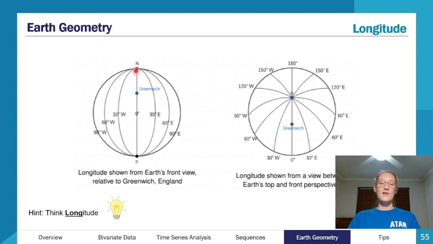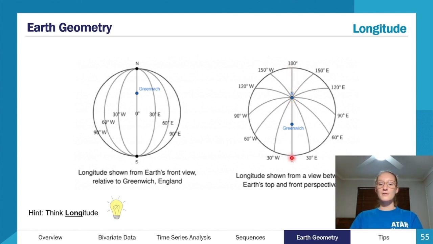But here we can see we've got our prime meridian, our 0 degrees. And then as we're moving right, you can see we've gone 30 degrees east, 60 degrees east, 90 degrees east, 30 degrees west, 60 degrees west, 90 degrees west, until we wrap around all the way to the back, which is illustrated on this one over here, and that's our 180 degrees, which is our international date line.